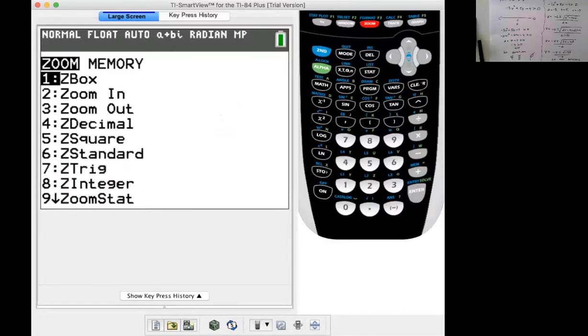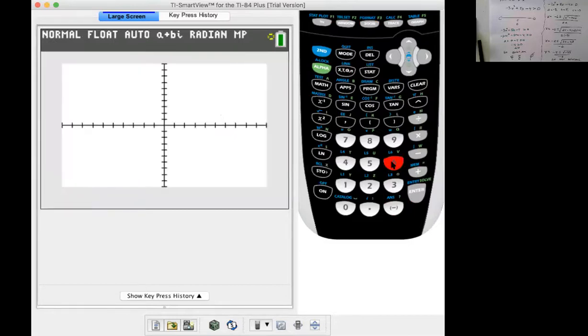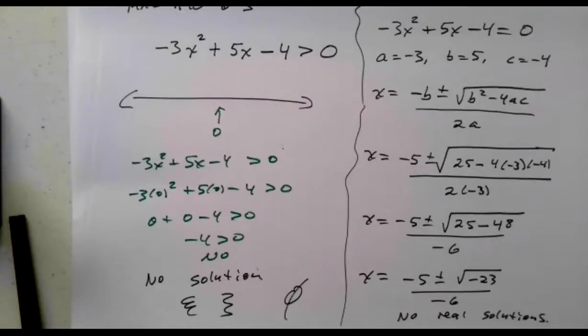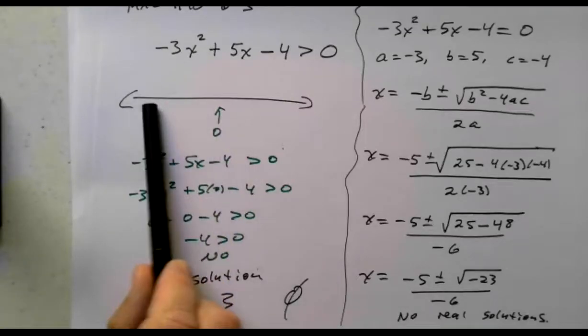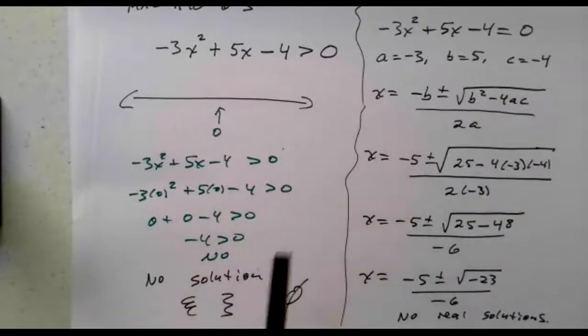I'll try zoom standard, maybe. I'll try that one this time. See what I get. Okay, it's pretty good zoom. So here is that function. Where is it bigger than 0? It's never bigger than 0. So that reinforces our notion that there is no solution. So the fact is, we only had to test one point. It was false, which means nothing is ever true. No solution to that inequality.